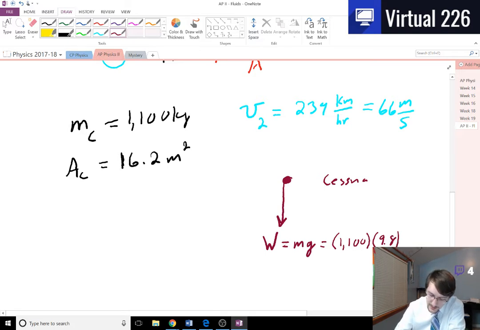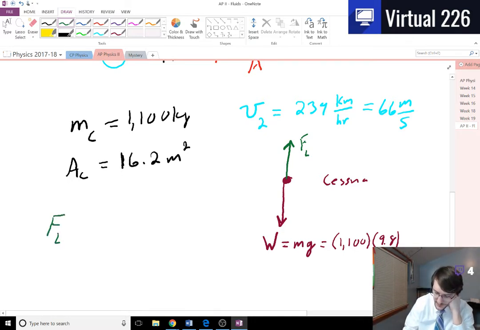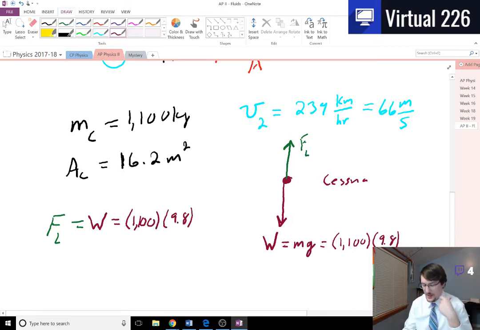But that weight here needs to be equivalent to the force we're getting from the lift. It has to be. That's just how the plane is staying up. So we can actually say that the force from the lift is equal to the weight of the Cessna, which is equal to 1,100 times 9.8. They have to be the same in order to keep a level cruising altitude. Okay.